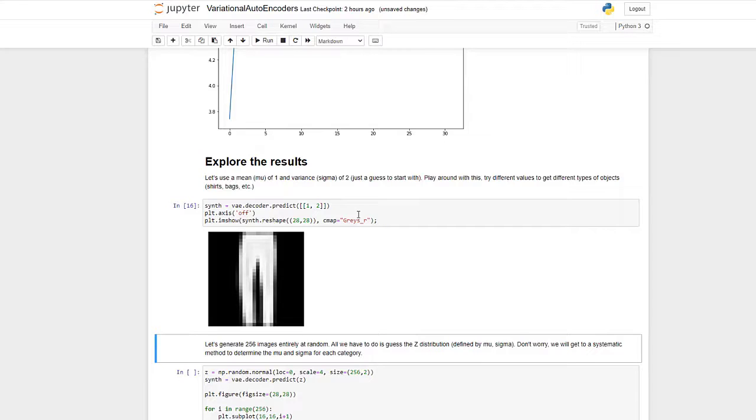Hey, that's pretty cool. So we have synthetically created, apparently, a pair of pants. That looks reasonable, right? So, hey, I'm pretty happy with that. The training worked. Awesome.